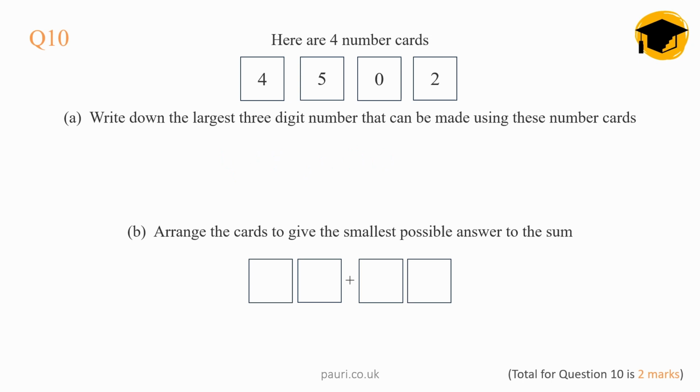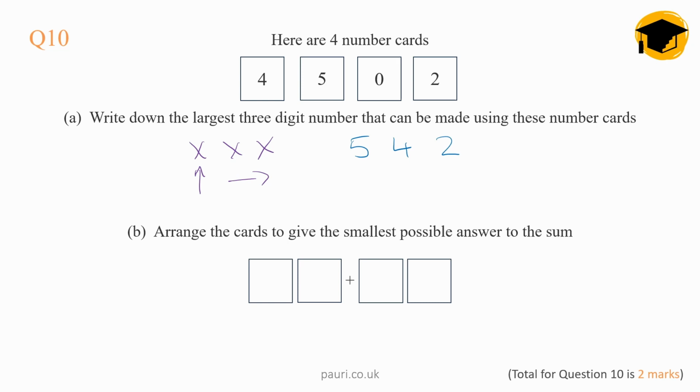Question 10. Here are 4 number cards, 4, 5, 0 and 2. Write down the largest 3-digit number that can be made using these number cards. To get the largest 3-digit number, I need the first number, or the number on the left, to be the biggest possible, and then going smaller and smaller from the left to the right. To get the largest, the biggest number I have is 5, then 4, and then 2. 542 is the biggest number I can make using 4, 5, 0 and 2.